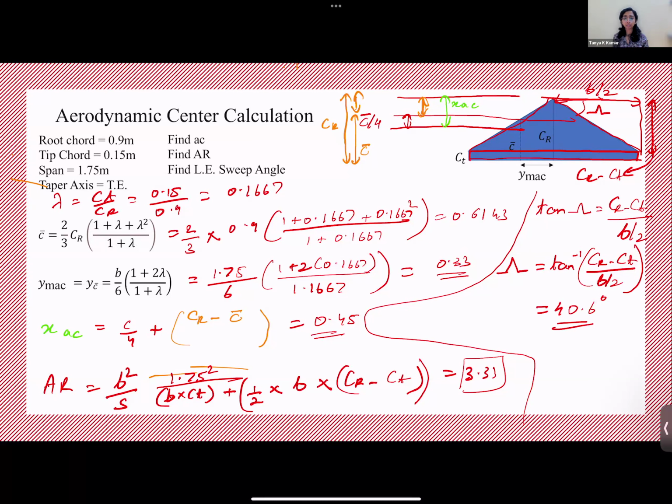So is this clear to everyone how to find out aerodynamic center and other geometric parameters when some parameters are given to you? I hope this is clear. Over the course of the next few weeks, we'll try doing some other examples so that it becomes thorough. But I hope these two examples are clear.